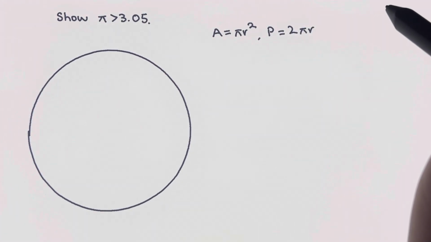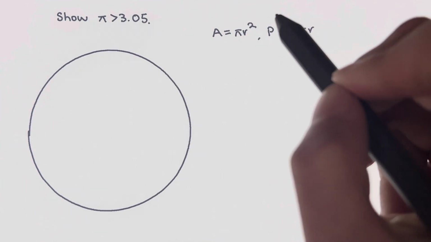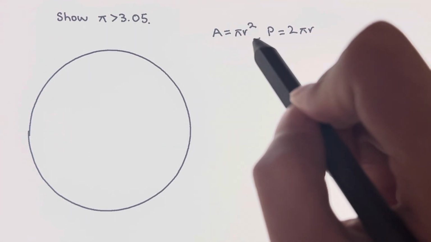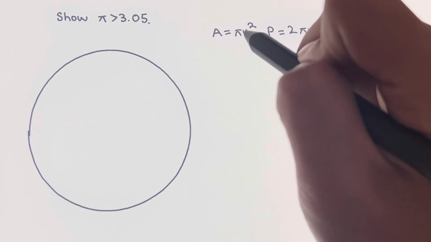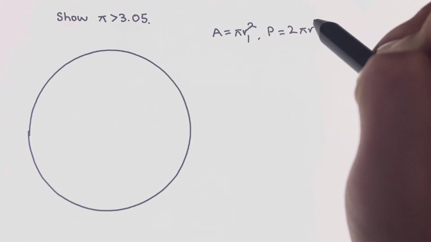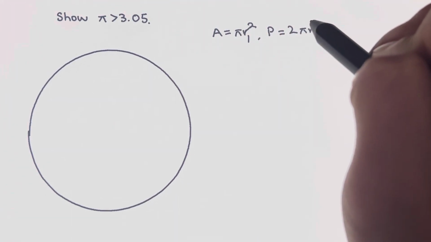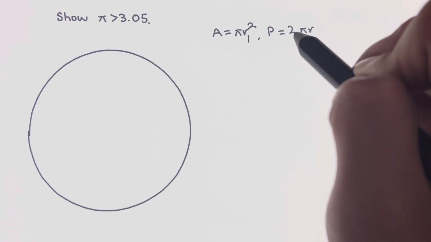For the simplicity of this problem, I'll be using the area as the perimeter. So notice that we do not want the r squared here, we only want pi. So to remove the r squared, we can just simply set r as 1. So now we have a unit circle. We want to show that the area of this circle, which is pi, is greater than 3.05.